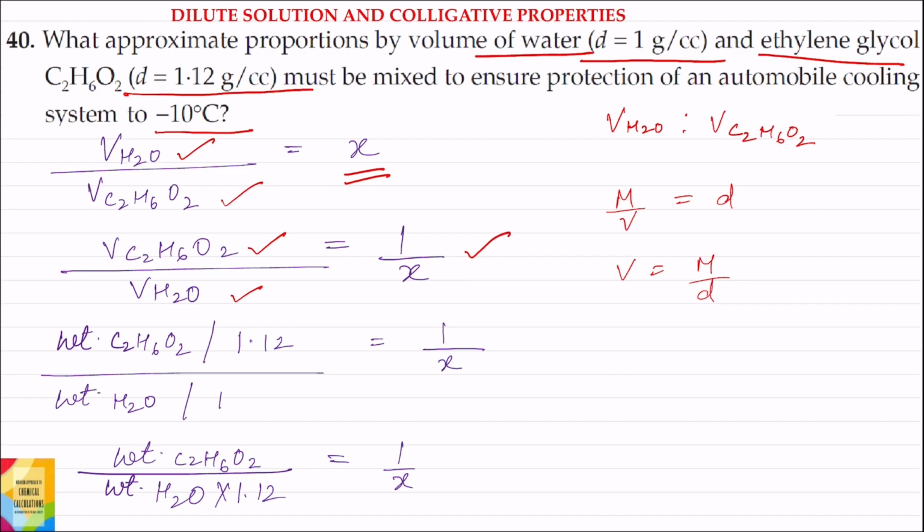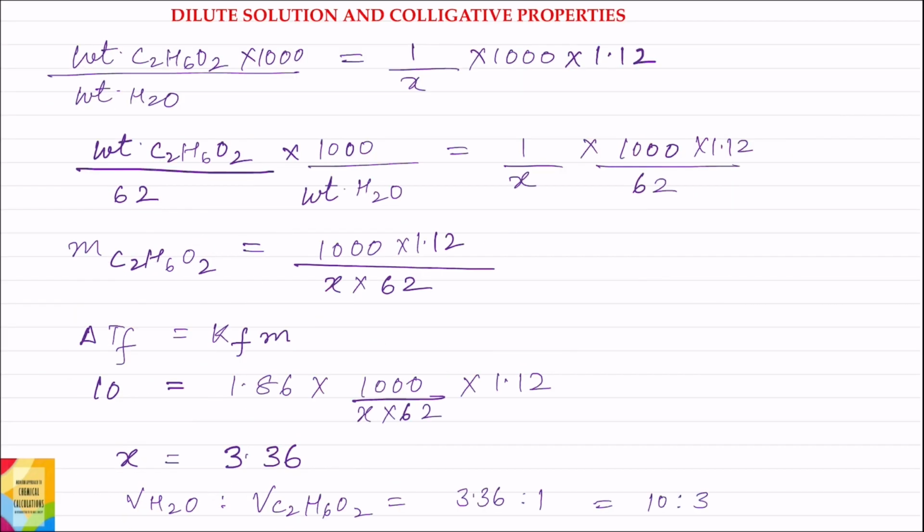Now instead of writing volume of ethylene glycol and volume of water, we can also write weight of ethylene glycol divided by density of ethylene glycol, which is given as 1.12, and weight of water divided by density of water, that is 1 gram per centimeter cube, and this is equal to 1 by x. Simplifying, we get weight of ethylene glycol divided by weight of water into 1.12. Now 1.12 goes to the right hand side of the equation, so it becomes 1 by x into 1.12.